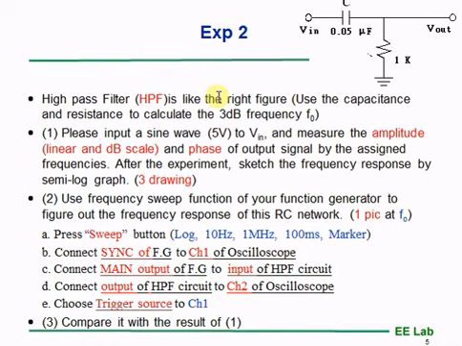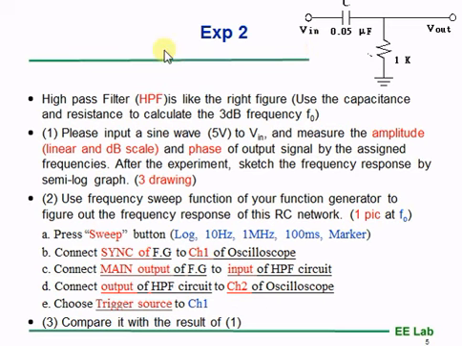Experiment 2. We will implement a high-pass filter shown in this figure. Using its RC value to predict the frequency of the 3 dB point. Remember to include the computation in your report.